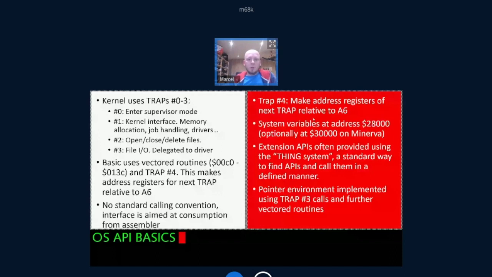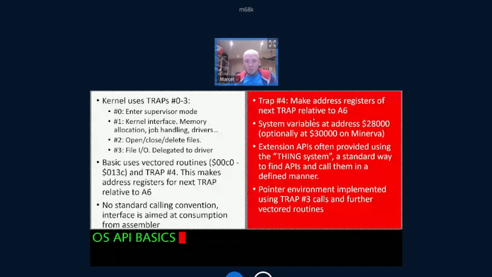BASIC, on the other hand, uses vector routines, and as an exception, trap number four, which makes every address register for the next trap call relative to A6, because as you remember, A6 can move at any time, so you could never have absolute addresses in BASIC.